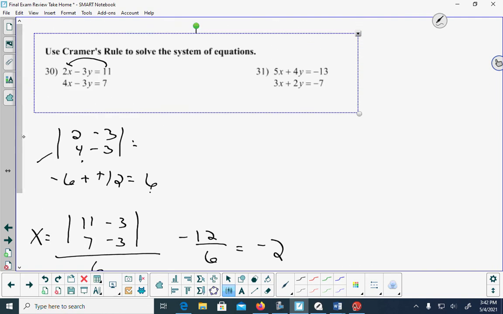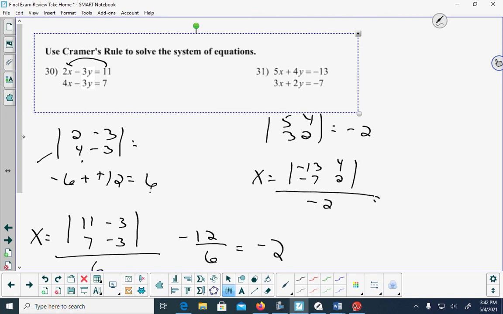So let's do the next one. We'll find the determinant of the coefficients first. I'm just going to put that in my calculator, and when I do that, I get -2. And then when I go to find x, I'm going to put the -13 and -7 in for the x column, leave the y's alone, and divide that by -2. When I do that, I get a +2 divided by -2, which is going to be -1.